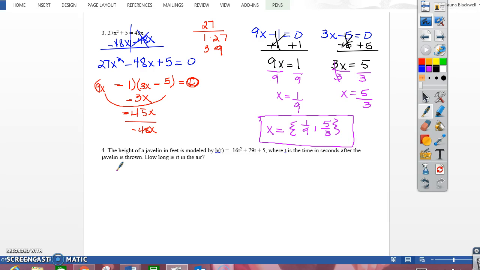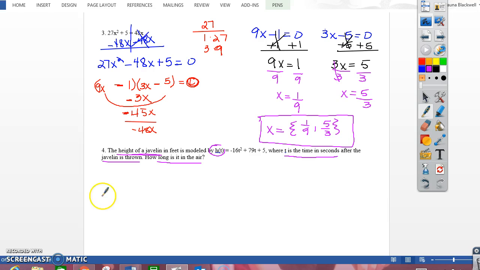Okay, last one, number 4. The height of a javelin in feet is modeled by h of t equals negative 16t squared plus 79t plus 5, where t is the time in seconds after the javelin is thrown. So remember, the height of the javelin is the h of t. How long is it in the air?